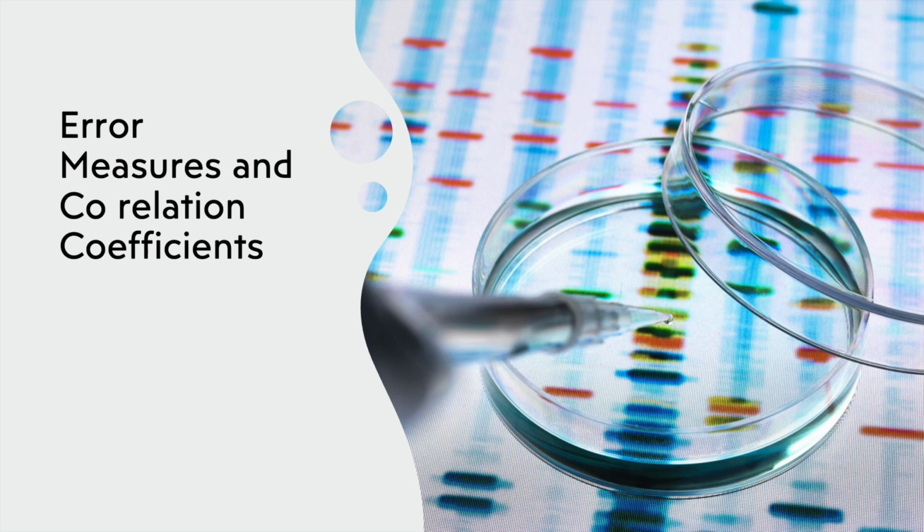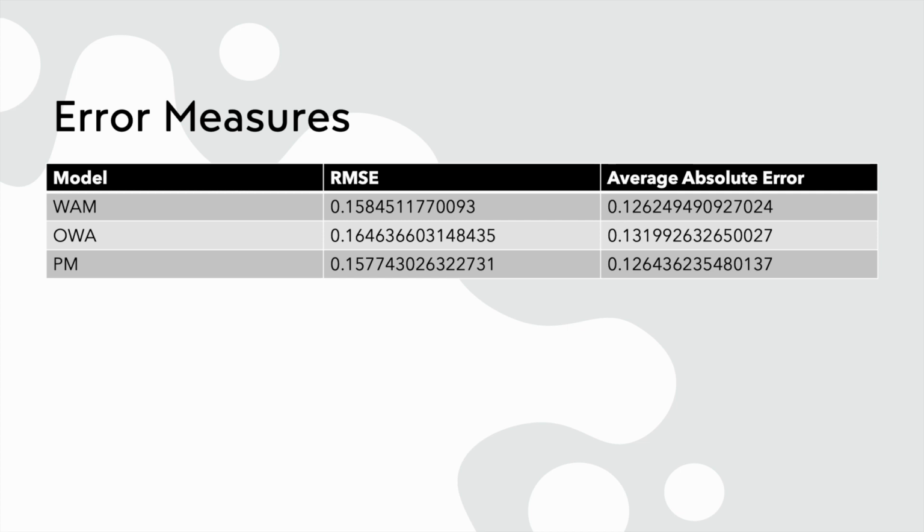After doing transformations and fitting the models, we can see the error metrics and correlation coefficients. For the weighted average mean model, the RMSE is 0.15 and the average absolute error is around 0.12. For the OWA model, the RMSE is 0.16 and the average absolute error is 0.13. For power mean, the RMSE is 0.15 and the average absolute error is 0.12.